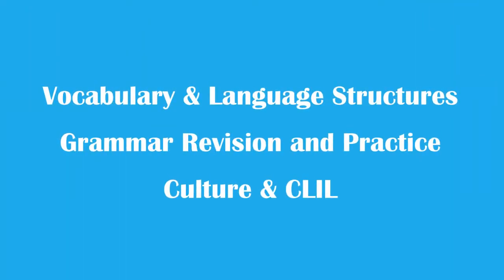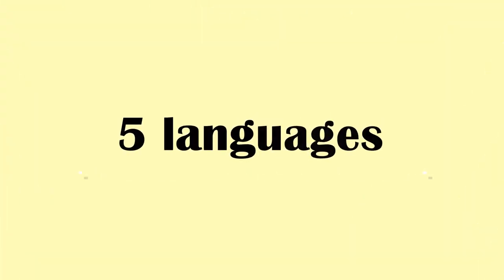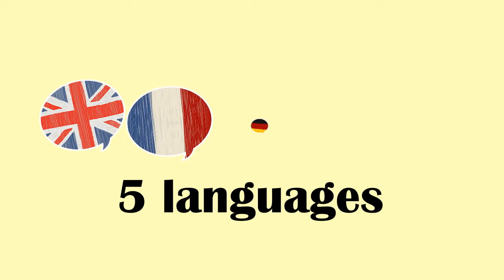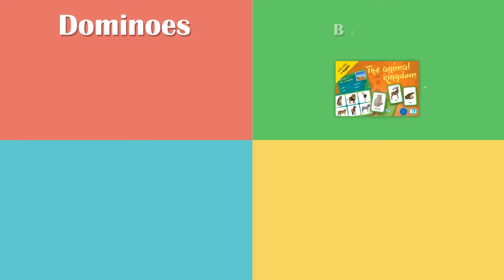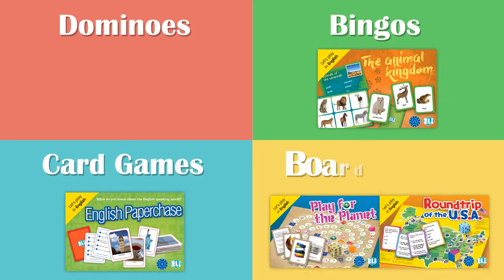This is a series of video tutorials on ELI games. In this video, we're going to present a game focused on culture and CLIL. Each game is available in 5 languages: English, French, German, Spanish and Italian. The games have different characteristics and can be divided into 4 categories: Dominoes, Bingos, card games, board games.